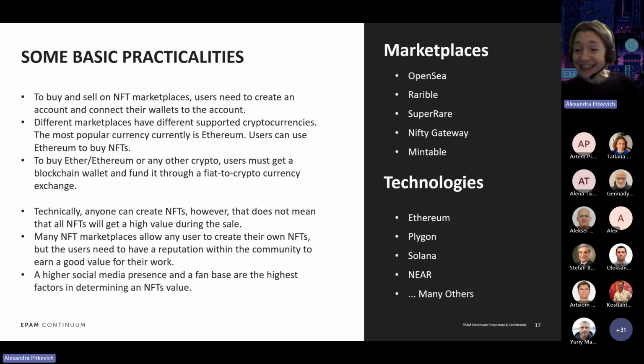I slightly increased the level of complexity looking at the audience, but some basic things also need to be told. So, very basic practicalities. NFTs are the same tokens. They're just unique in the collections, and there are specific marketplaces on the internet. Those are other services where you can sell your NFTs.